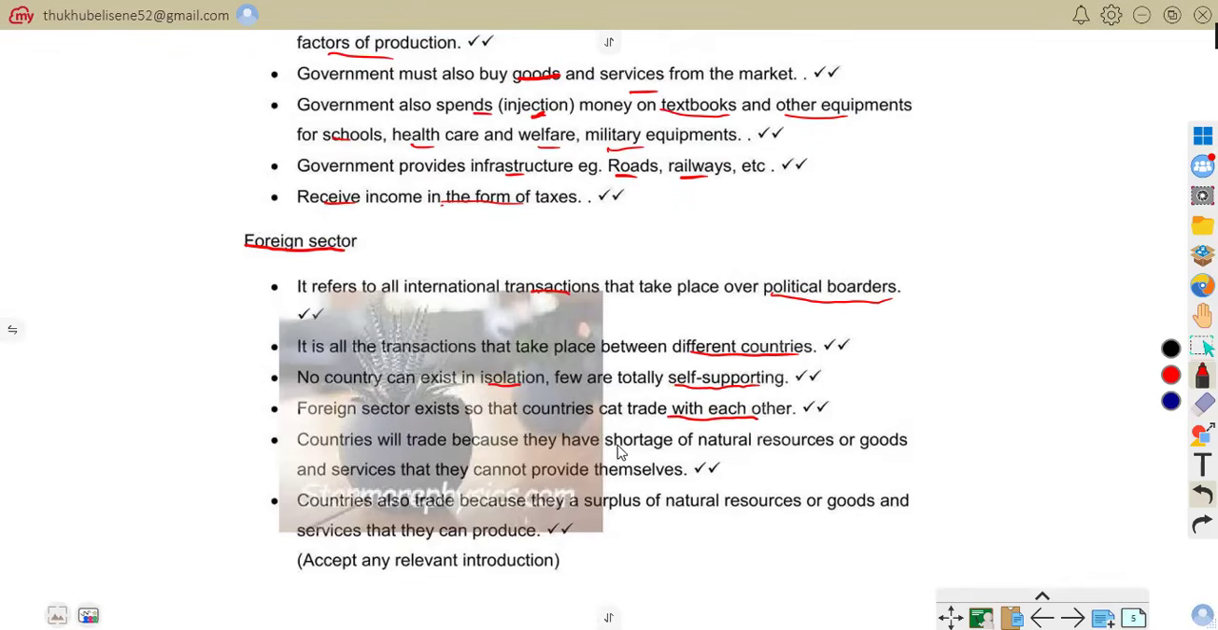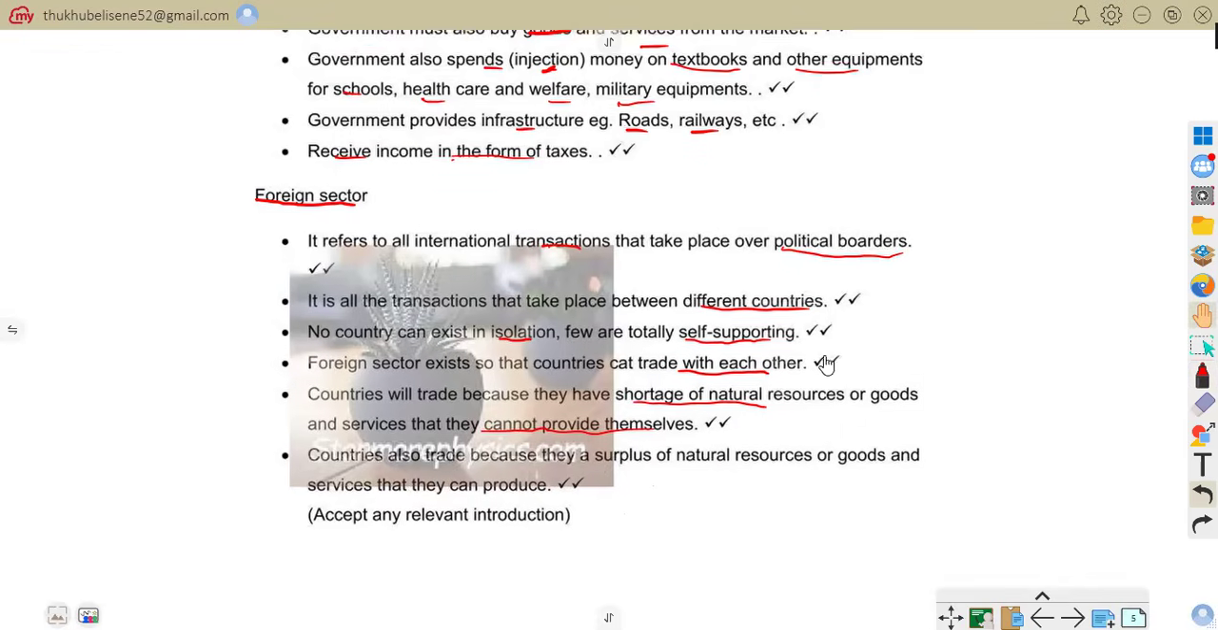Countries will trade because they have a shortage of natural resources or goods or services that they cannot provide themselves. So that is why we are saying these countries need each other. If you don't have natural resources that you need, then we can obtain them from other countries. So that is why we are saying no country can exist in isolation. Countries also trade because they have a surplus of natural resources or goods and services that they can produce.